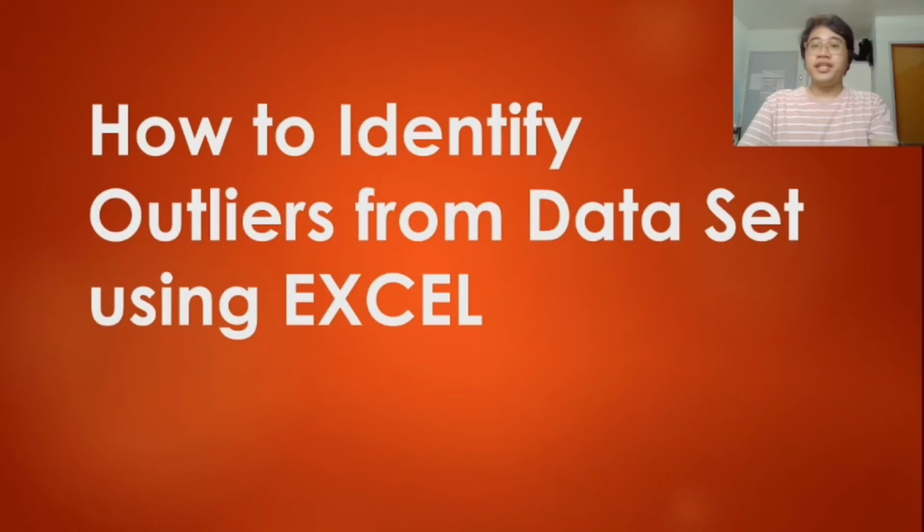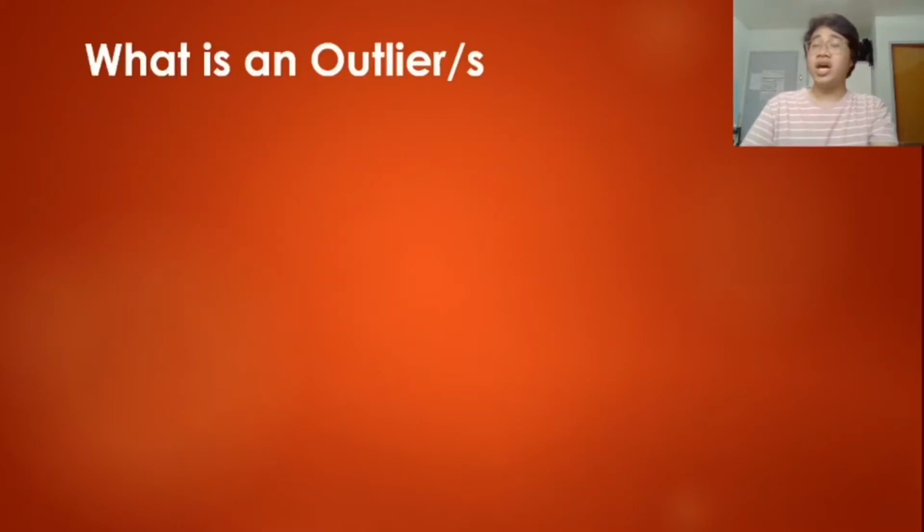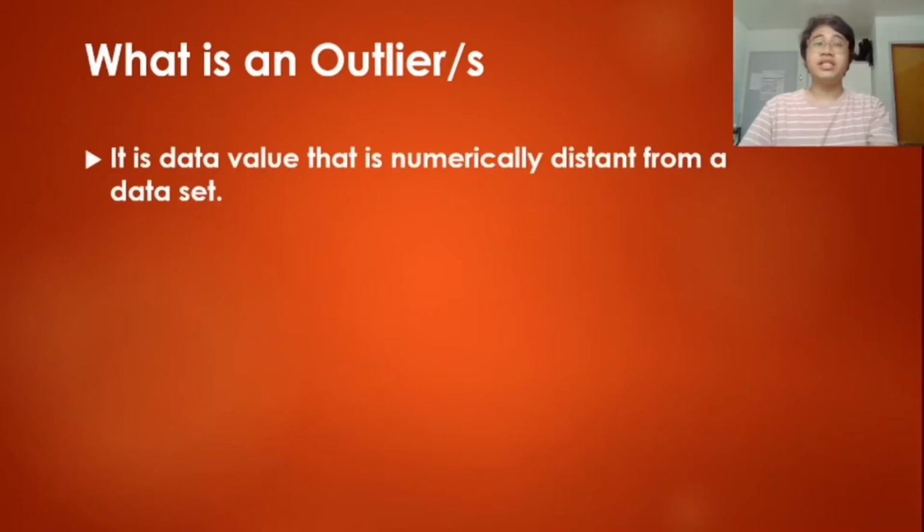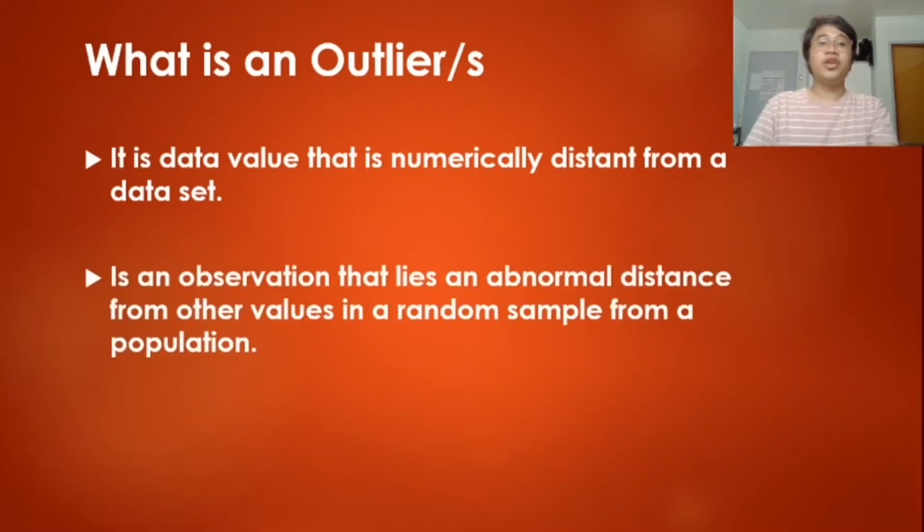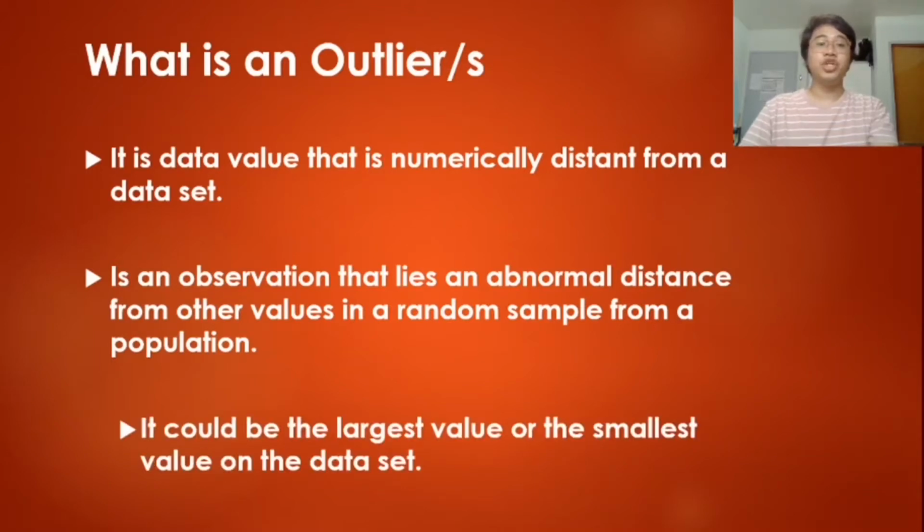Before we proceed to identifying the outliers from the dataset using Excel, let's first talk about what an outlier is. An outlier is a data value that is numerically distant from the rest of a dataset. It is an observation that lies at an abnormal distance from the other values in a random sample from a population. It could be the largest value or the smallest value in the dataset.